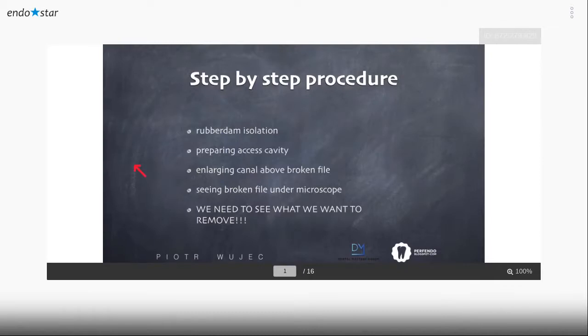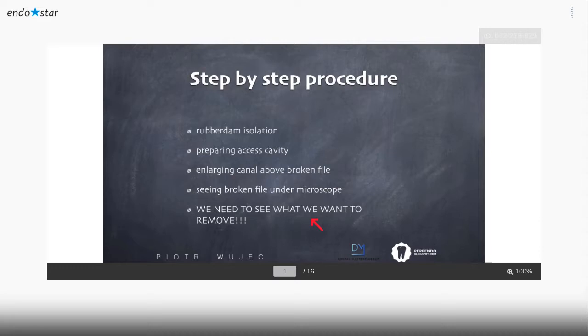As you said, it is important to see what we want to remove. This is the most important part. Without seeing it directly under the microscope with a magnification, we are not able to remove the broken instrument. Of course, the totally basic thing is that we need to use the rubber dam isolation. We need to prepare some straight line access, and that means that we need to prepare the access cavity.